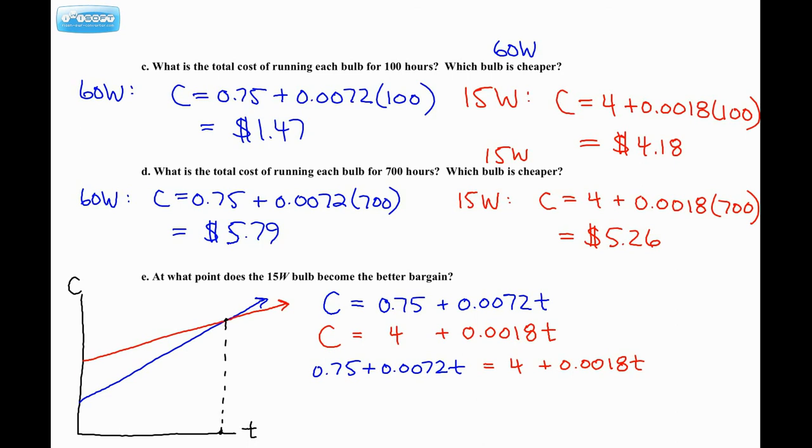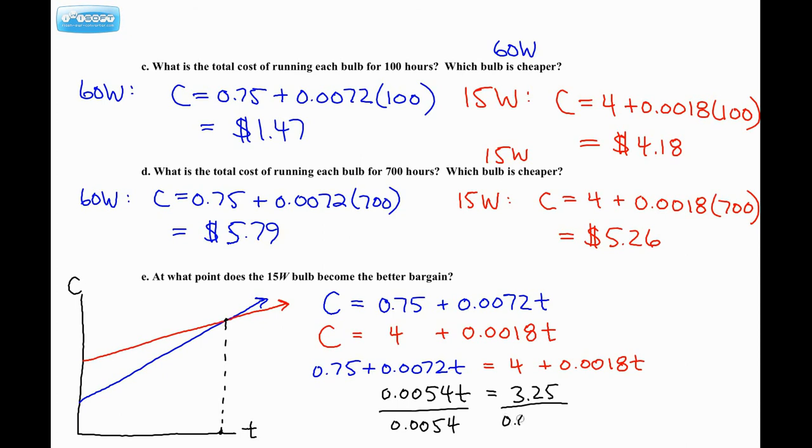All right, so I'm just going to solve for t. I'm going to collect the t's on the left and just the plain numbers on the right. So I'm going to subtract 0.0018t from both sides. Now remember, you can use a calculator. So that will give me 0.0054t equals, and I'm going to subtract 0.75 from both sides. So that's going to give me 3.25. And to finish off, I will just divide both sides by 0.0054.